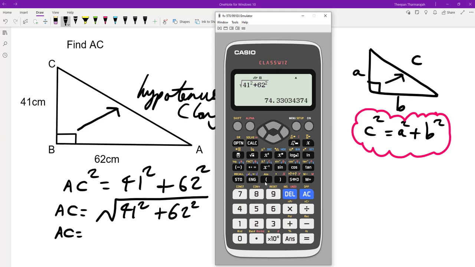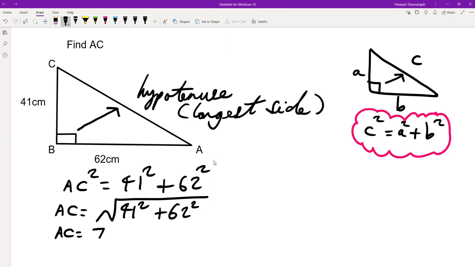and that gives me 74.3. Don't forget, we always round lengths in maths to three significant figures if the examiner does not tell us so. So we round that to 74.3. So we get 74.3 centimeters, and we say to three significant figures.